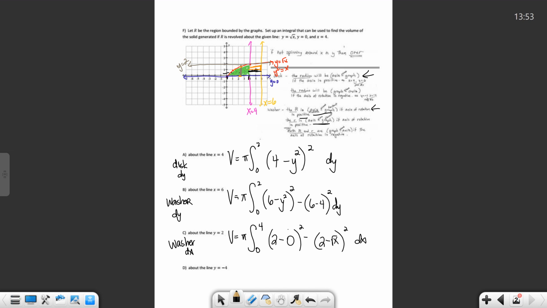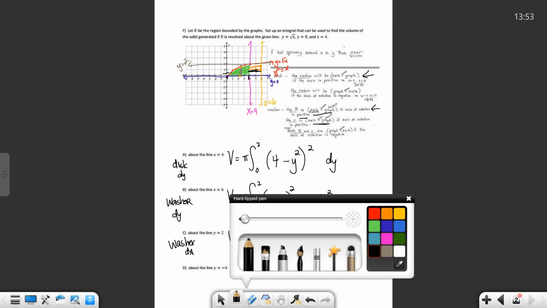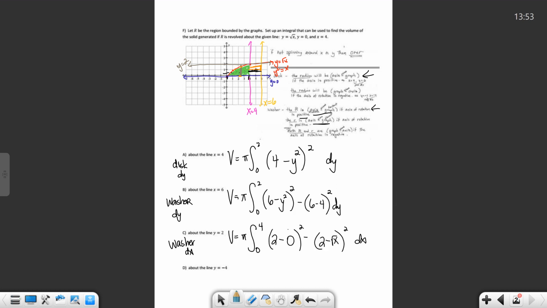I wish I could move this toolbar at the bottom, but I don't really know how to do that, so we'll just fit it in. Alright, so about the line y equals negative 4. Let me go put that line in there. Let's find something we hadn't used. Let's do light blue. So y equals negative 4 is going to be here. Now I want to spin about that. Again, drawing my slice perpendicular to it, that's a dx, and that's a washer.